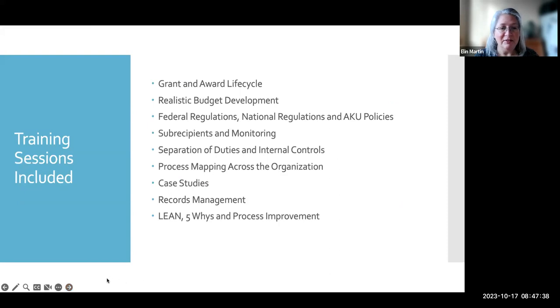So training sessions, as Anne said, the original target was, I think, 7 workshops. But these trainings included grant and award life cycle, realistic budget development, federal regulations. I won't read through the whole list, but in addition to Anne and I, we brought in a host of subject matter experts at the University of Washington who offered primarily Zoom trainings, but our compliance director did travel to AKU just before COVID hit, with me, and was able to go over these again.